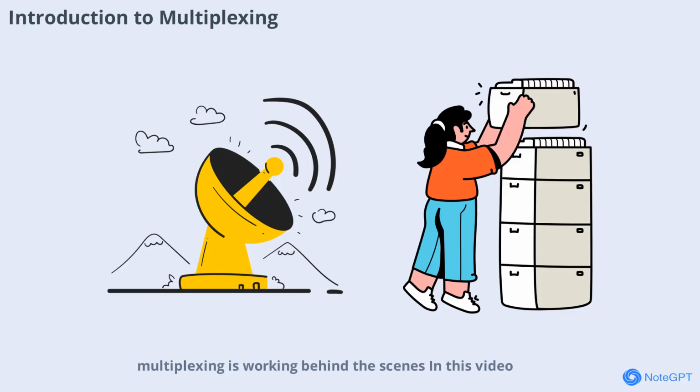In this video, we'll explore the main types of multiplexing, including frequency division multiplexing and time division multiplexing, and discuss important transmission concepts. Let's start by understanding what multiplexing really means and why it's so crucial in modern communication systems.